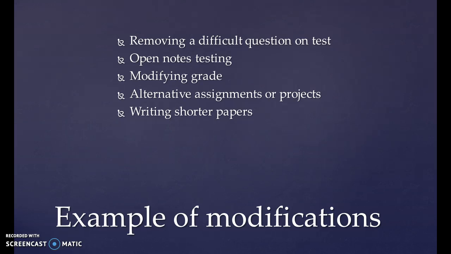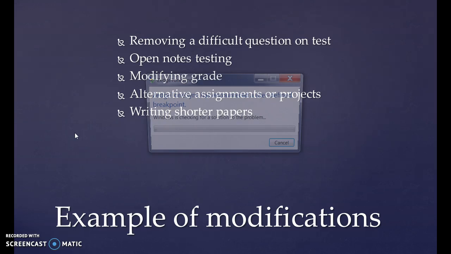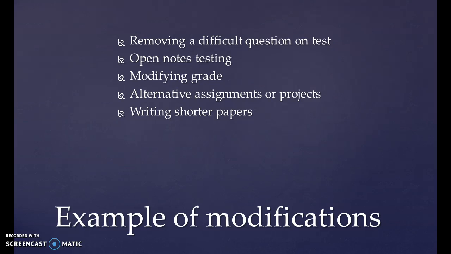Another way to modify for a student would be to give them an alternative assignment or project, and writing shorter papers. So in a modification, we would be directly changing the curriculum that the student is learning and being assessed on.